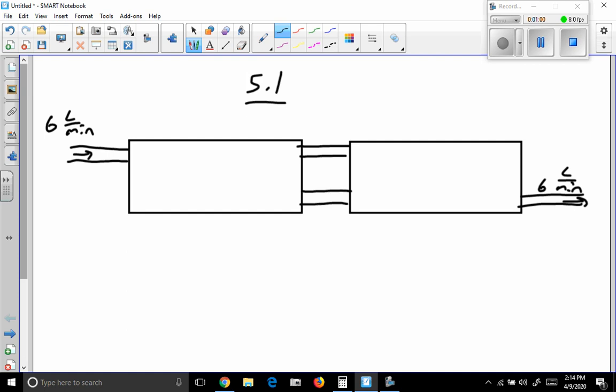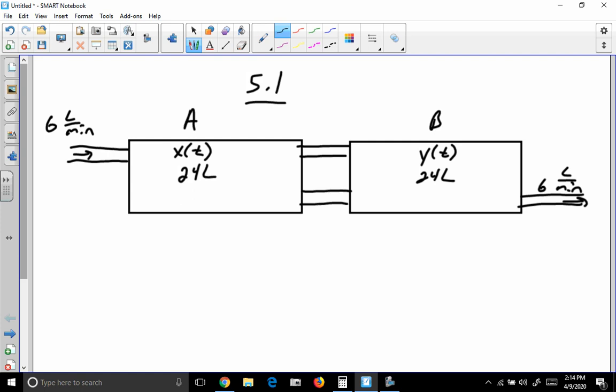So in the first tank, tank A, the amount of salt is going to be called X of T, and in tank B, it's going to be called Y of T. Each tank has 24 liters in it. The amount at the beginning for the first tank, we're just going to call X sub 0 kilograms, and for the second tank, we're going to call Y sub 0 kilograms.